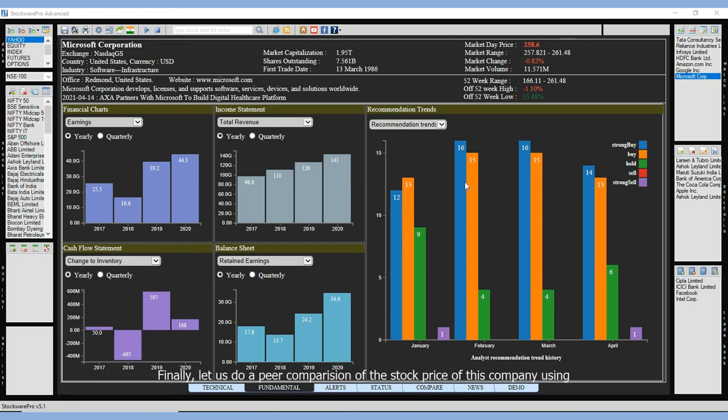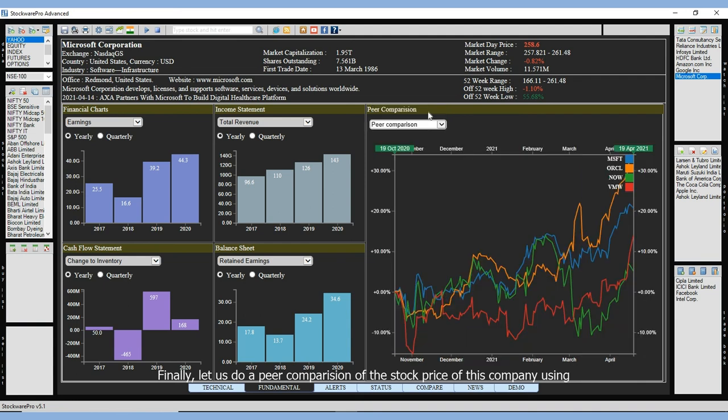Finally, let us do a peer comparison of the stock price of this company using a normalized stock price chart. This shows that the share value of this company has grown by nearly 20% over a period of 6 months.